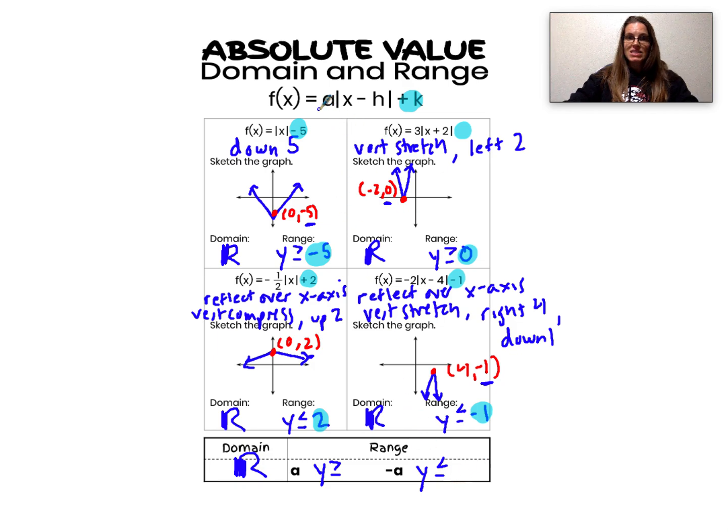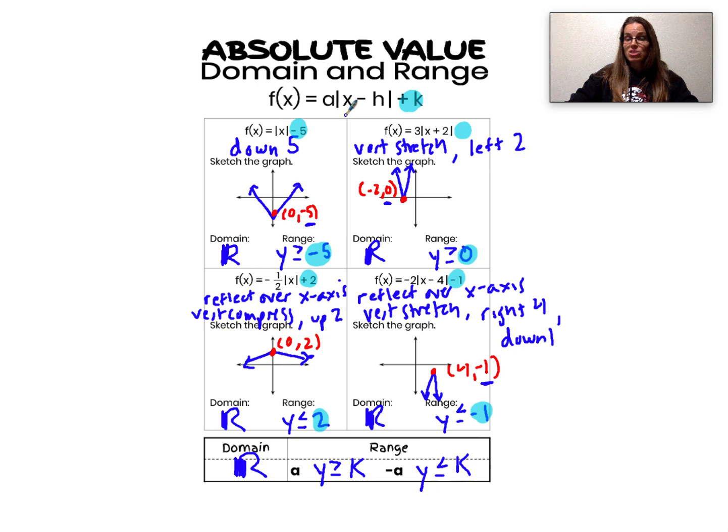If a is positive, my V faces up. My vertex is my minimum point, and so it represents a lower bound, and I have a greater than or equal to symbol. If a is negative, my V faces down. My vertex is an upper bound, and I'm going to have a less than or equal to symbol. In either case, k is the parameter that's important. h does not affect the domain. h does not affect the range.